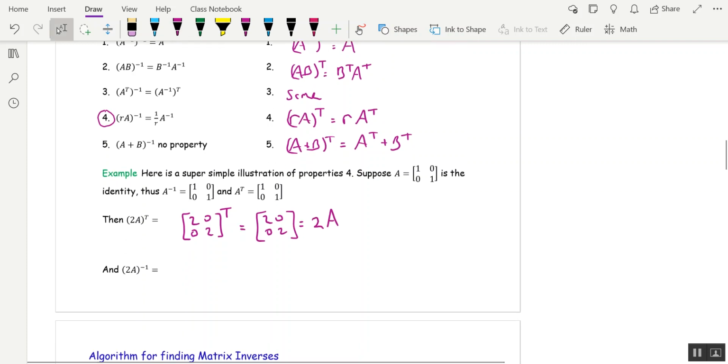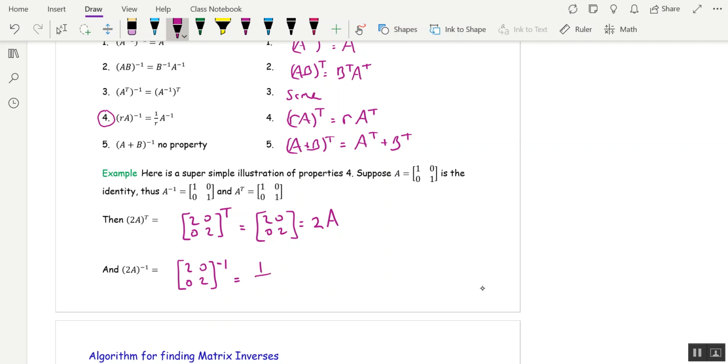Okay, let's look at twice A, the inverse. 2, 0, 0, 2. Now, I know what it is by this property, but let's find it using our dancing naked bears and see if we get the same thing.